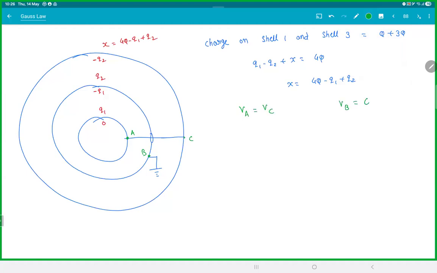VB is equal to 0. That will give you the second equation. Two equations, two variables. Can you do this now? You know how to find the potential due to shells. Solve. I'll give 2-3 minutes to solve.